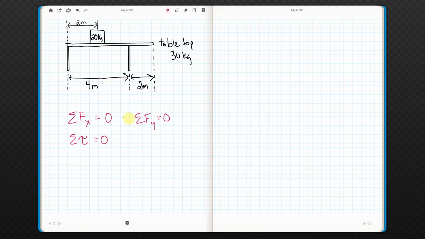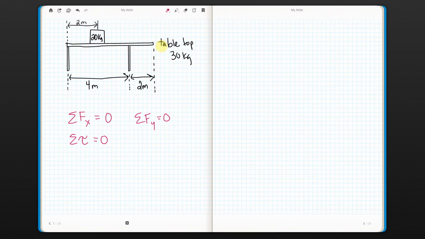We're going to use this for any problem where you've got a situation where the object is not moving and it's going to continue to not move. So furniture, buildings, bridges, stuff like that. You don't want them to fall or collapse or rotate. They just sit there.